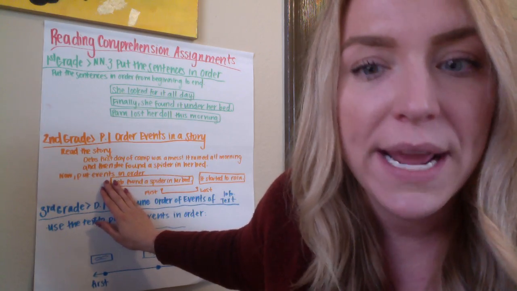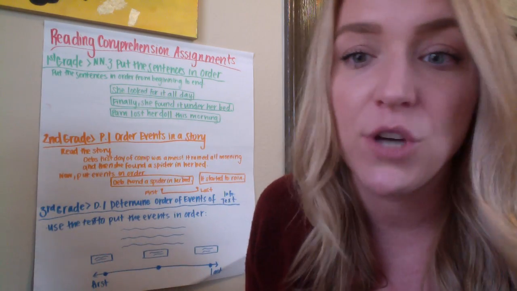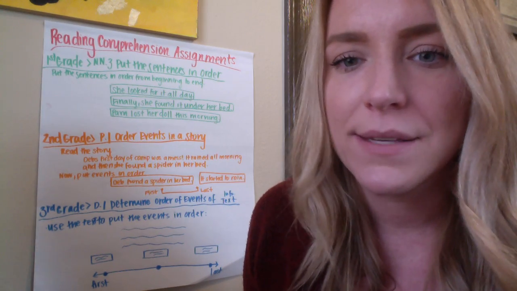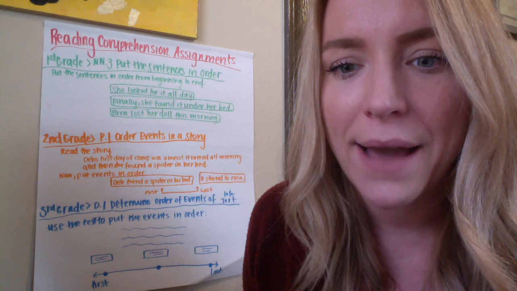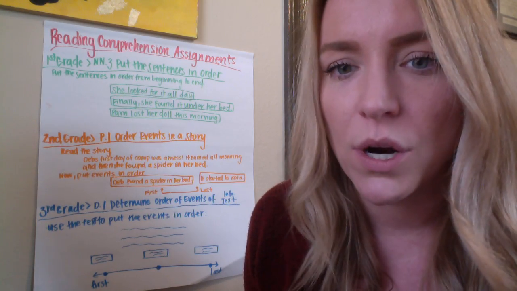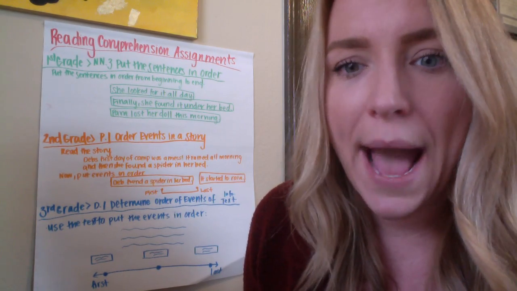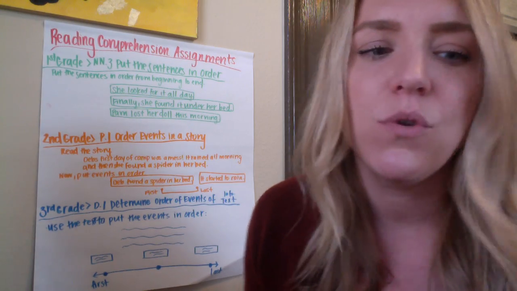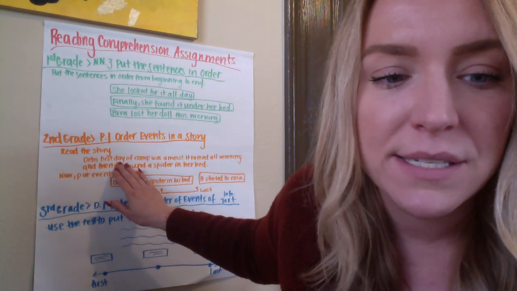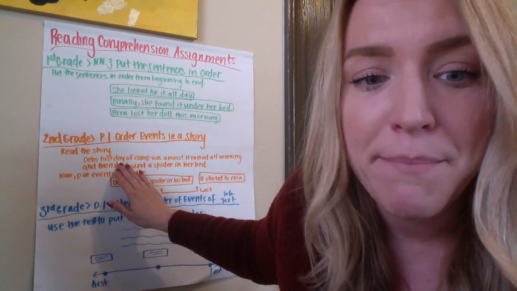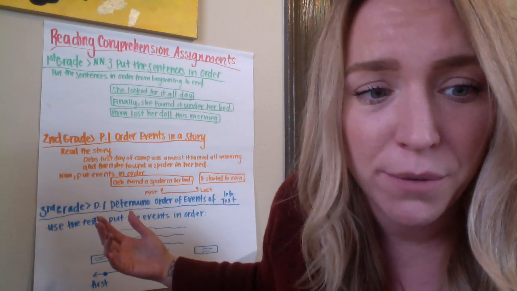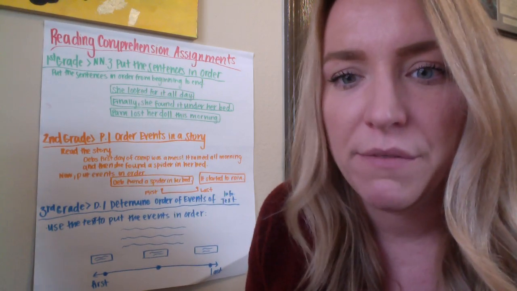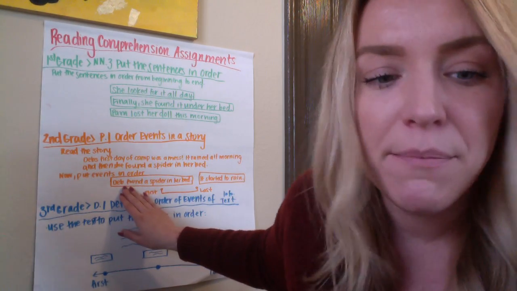Some of you also may be asked to read a story and then put events in order based on what you read. So once again, this is just checking to see if you understood what you read. If you can go back and summarize or put in your own words what happened using events in the story. So this story says, Deb's first day of camp was a mess. It rained all morning, and then she found a spider in her bed. Now we're going to put the events in order.